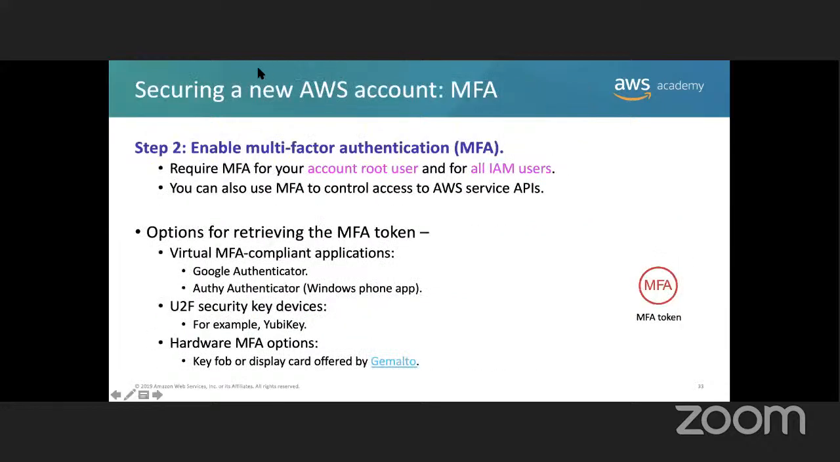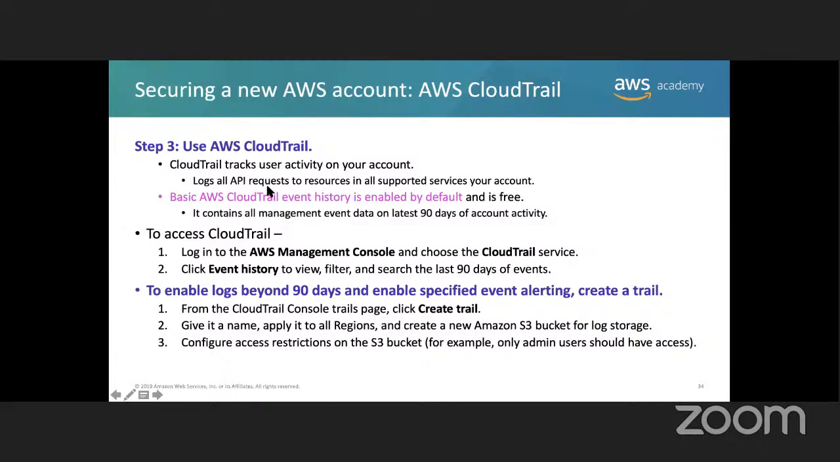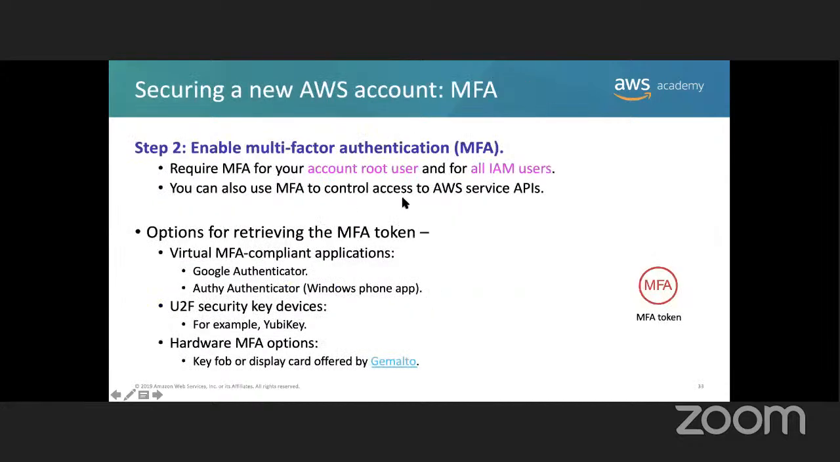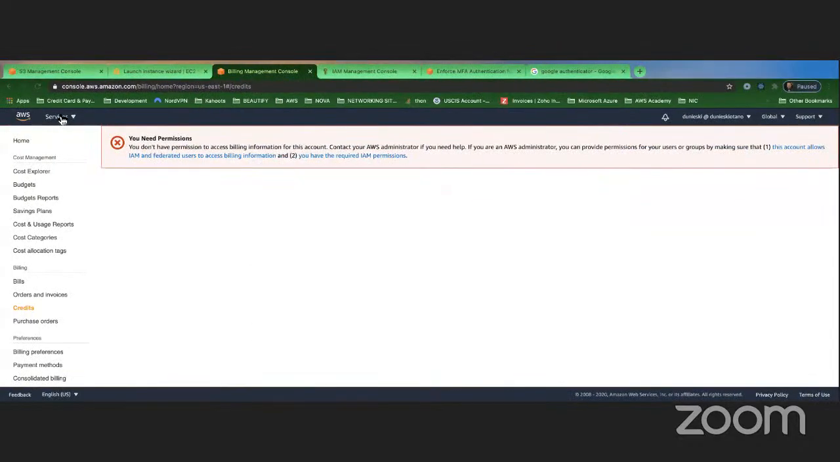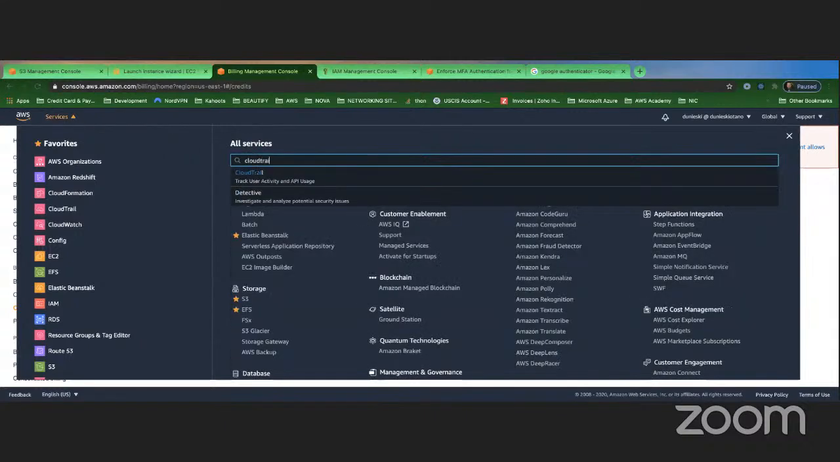Okay, one moment, guys. Use CloudTrail. It logs the API requests and resources in all supported services in your account. Basic AWS CloudTrail event history is enabled by default, and it contains management event data on the latest 90 days of account activity. Okay, to access CloudTrail, simply come here where it says CloudTrail.